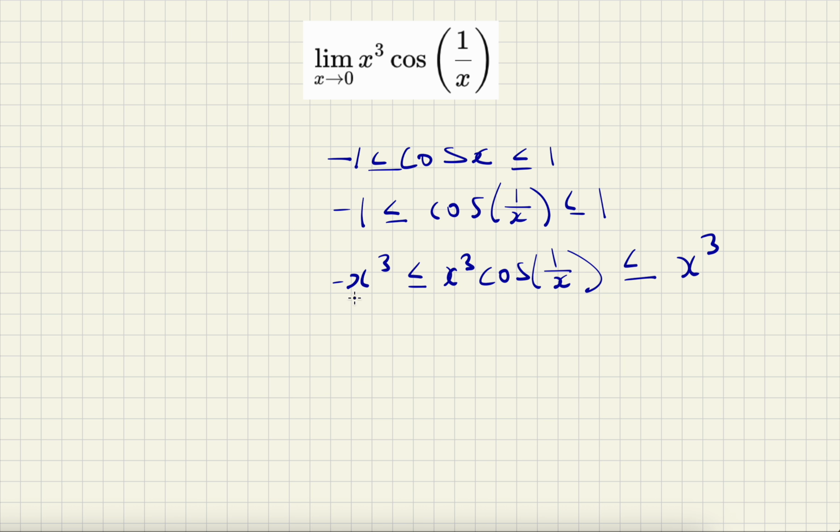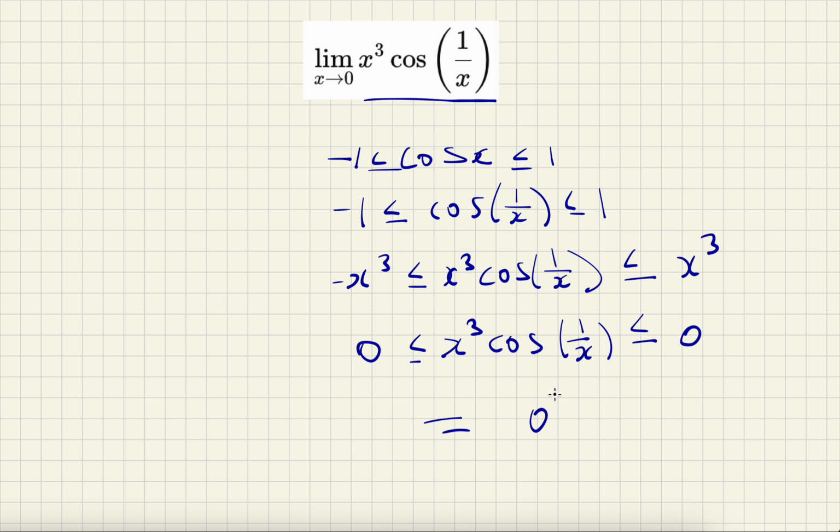And so all we need to do is plug in 0, which is what x approaches in this case, into this equation. So we get negative 0 cubed, which is 0, is less than or equal to x cubed cosine of 1 over x, which is less than or equal to 0 cubed, which is 0. And so now we know that if this represents g of x, and this represents h of x, and this represents f of x, our original function, our answer to this question is 0. So that's the answer to this question using the squeeze theorem.